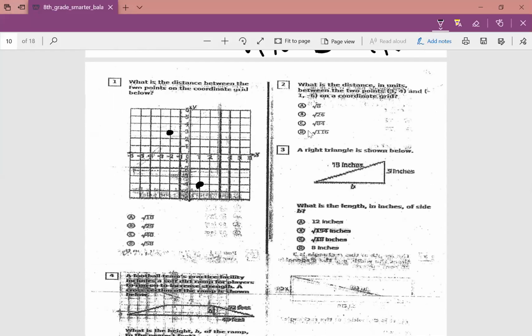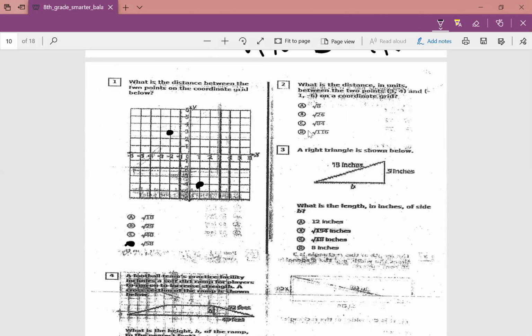So the correct answer here is D. And once again, use the Pythagorean theorem to determine the distance C between 2 points on a coordinate grid, where A is the difference in the x coordinates and B is the difference in the y coordinates. So you're going to figure out what this is.